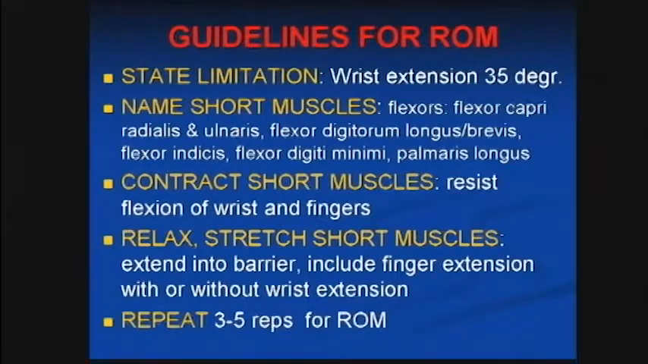Maybe they're limited to 35. What muscles are short? Wrist flexors, finger flexors. What are you going to contract? Those. Bend your wrist and fingers. Hold it. One, two, three. Give me less than 20% of your effort. Relax. As you relax, I'm going to start bending your wrist backward to stretch those tendons. Stretch it 15 to 30 seconds. See how they do. 3 to 5 reps.